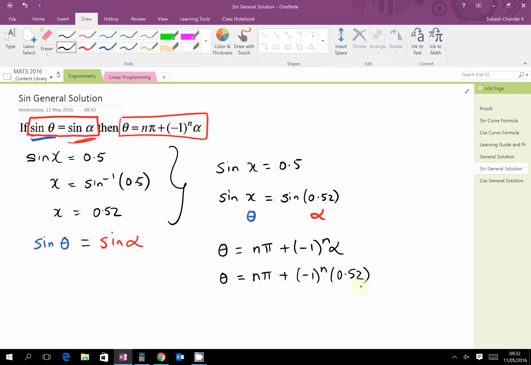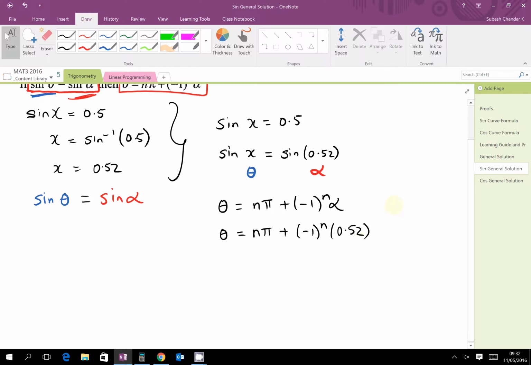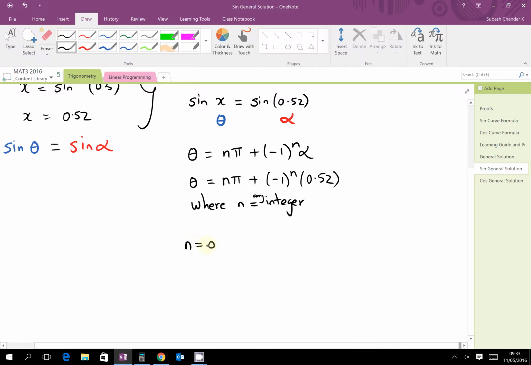Is that all right? So far, so good? Now, from this point, remember the part where it said n equals, was it any integer or just integer? Any integer. Okay, where n equals any integer. So if I put n as any integer, it's going to give me all the solutions. So what I'm going to do is put n equals 0, and figure out what theta is.